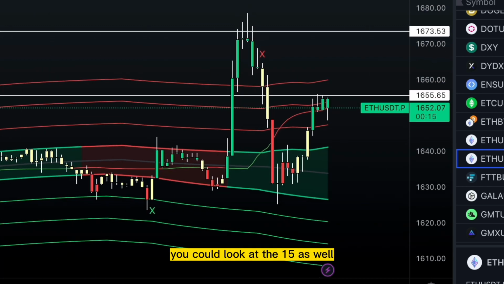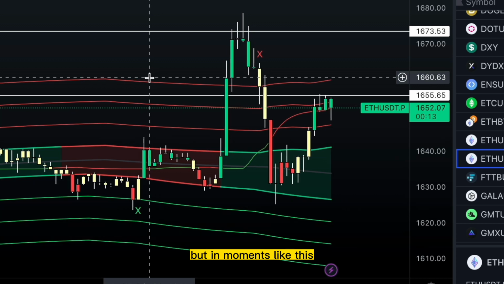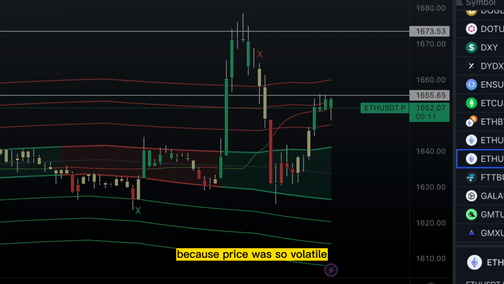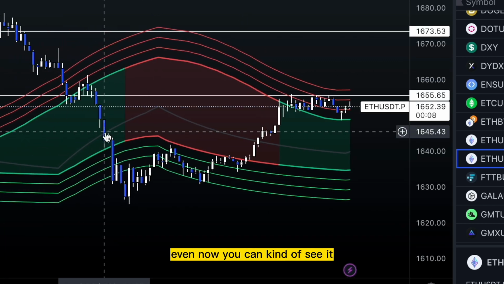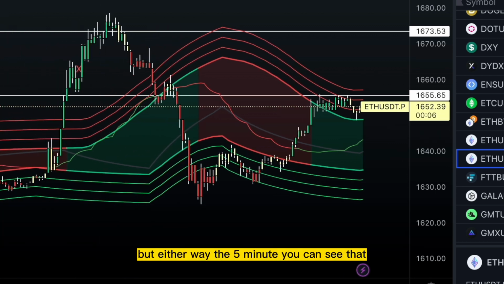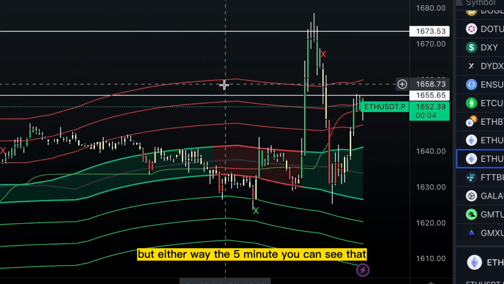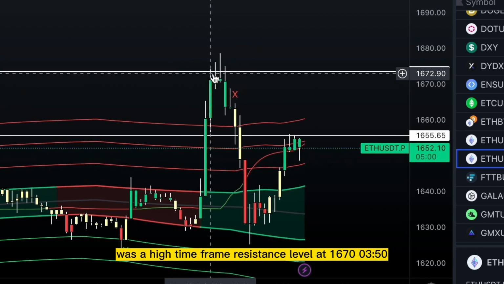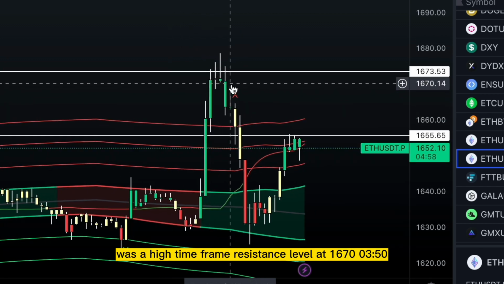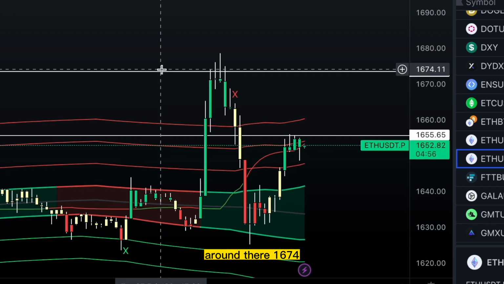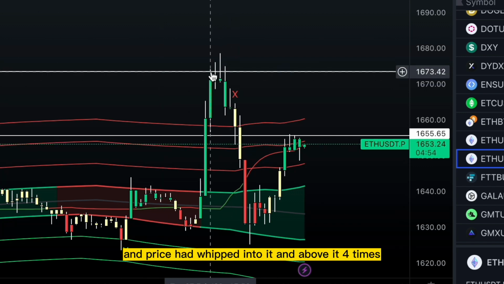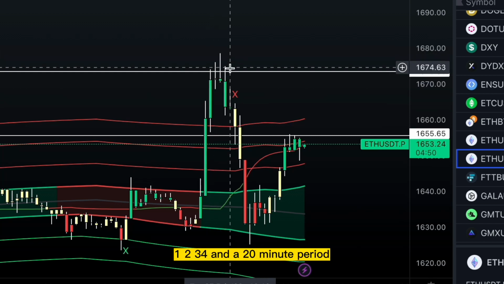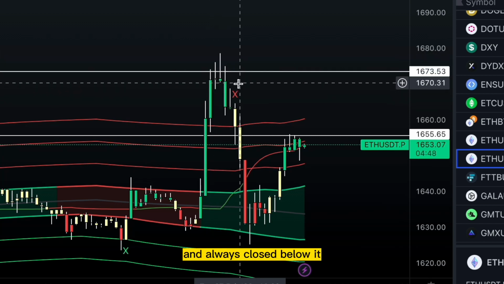We are looking at the 5-minute. You could look at the 15 as well, but in moments like this, even the 1-minute is relevant because price was so volatile. On the 5-minute, you can see that I had this resistance level, a high time frame resistance level at 1673.50, around 1674. Price had wicked into it and above it 4 times, 1, 2, 3, 4 in a 20-minute period, and always closed below it.